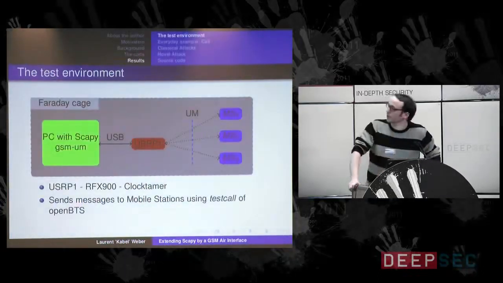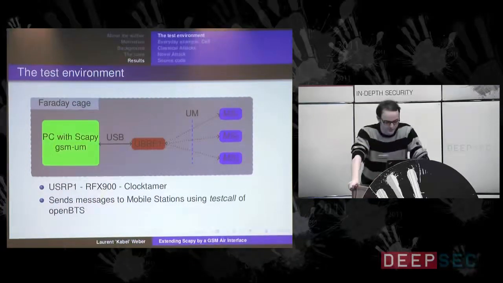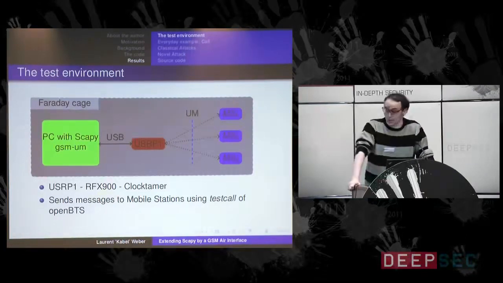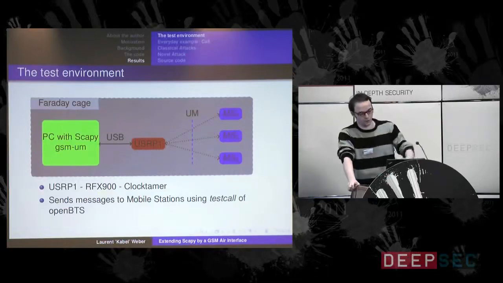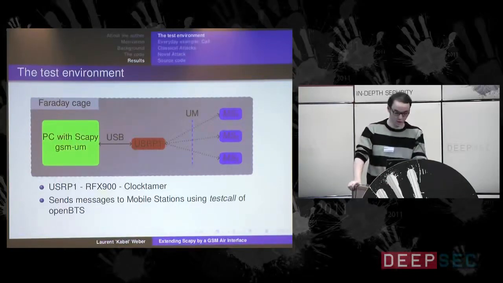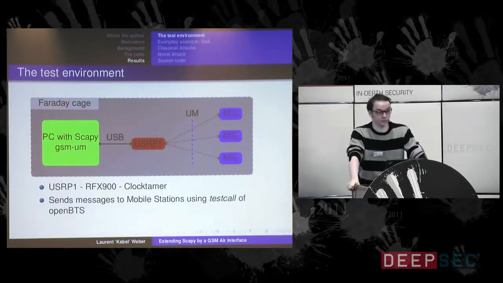So the boring stuff is over, and we come to the more interesting part. First of all, how did I test all this, and what was my test setup? I had a Faraday cage. In this, I was running my PC with my Scapy GSM add-on, which is connected over USB to the USRP1. And this again is then connected over the air interface to my mobile phones.